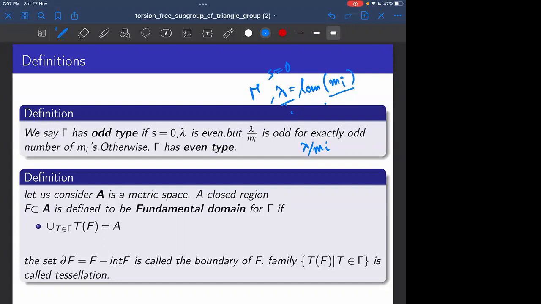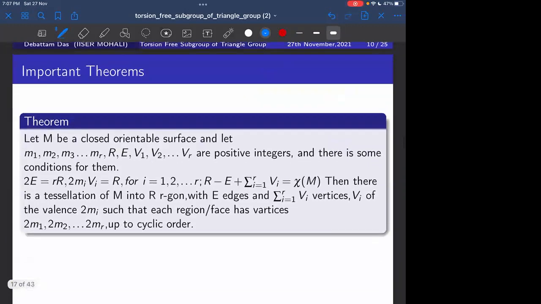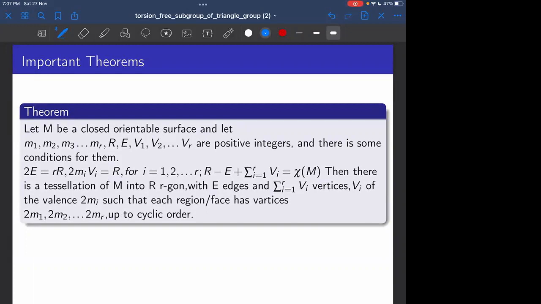Again, this is fundamental, the fundamental domain, so I can skip it. This is another interesting theorem: we consider positive integers mi's, r, and vi's, and put some conditions, that 2e equals r times m, and the sum of vi's equals r, plus the Euler characteristic condition. Then there exists a tessellation of m-gons with e edges and the sum of vi's vertices. I'll explain what they are.